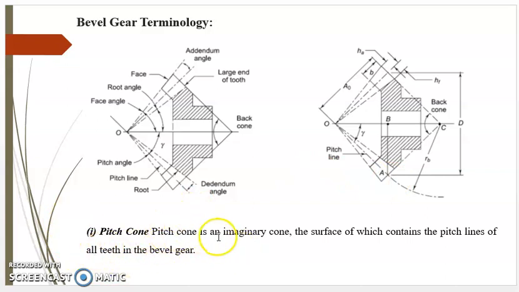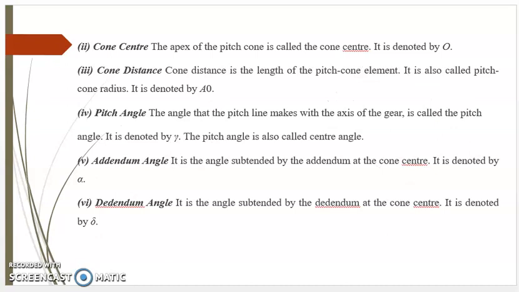Pitch cone. Pitch cone is an imaginary cone, the surface of which contains the pitch lines of all teeth in the bevel gear. Cone center. The apex of the pitch cone is called the cone center. It is denoted by O. Cone distance. Cone distance is the length of the pitch cone element. It is also called pitch cone radius. It is denoted by A naught.